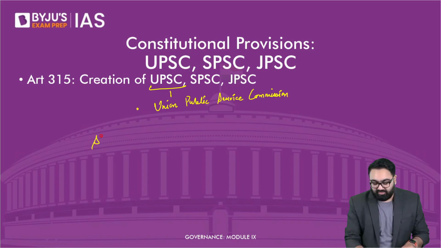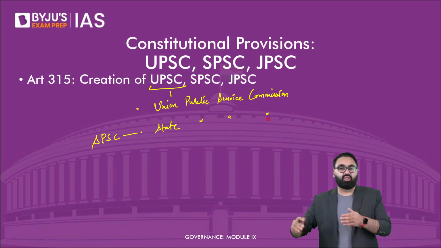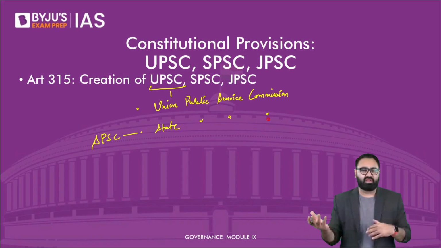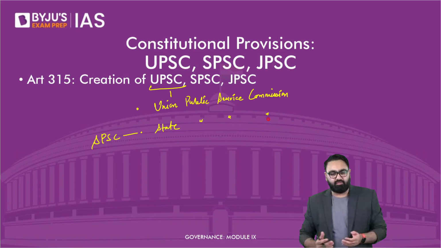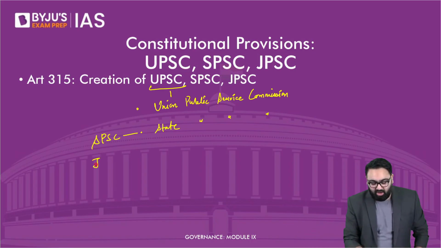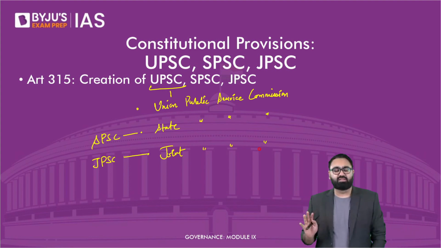Then we have something called the State Public Service Commission. That is of individual states. If you're living in Jharkhand, you have a Jharkhand Public Service Commission, you have a Gujarat Public Service Commission, Tamil Nadu, Telangana, Punjab, Himachal, UP. Wherever you are living, you have your own State Public Service Commission. Then we also have something called JPSC. JPSC stands for Joint Public Service Commission. So there are three of these public service commissions in India.